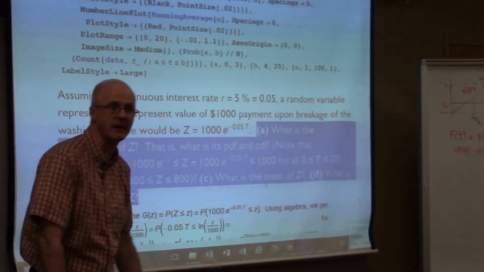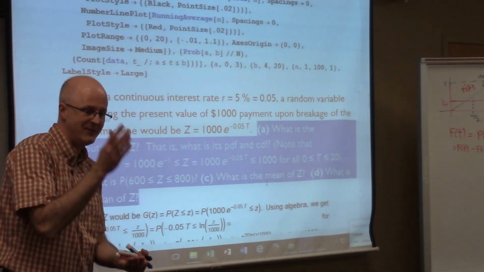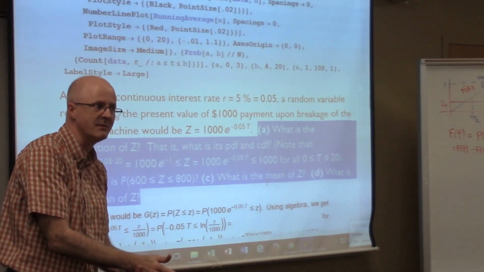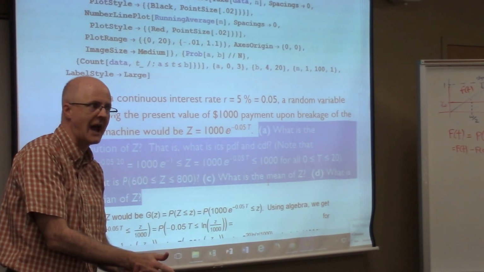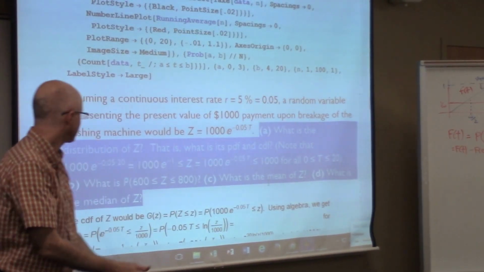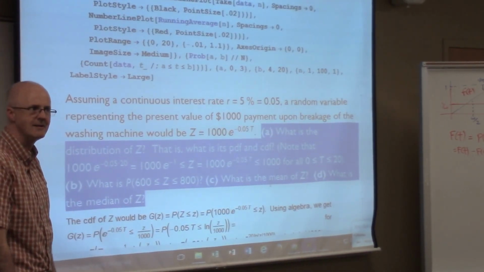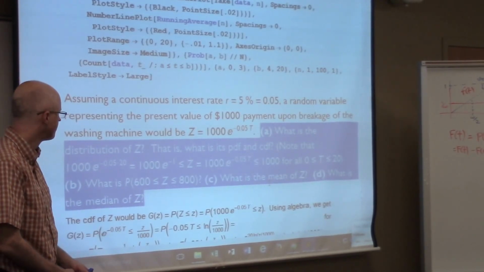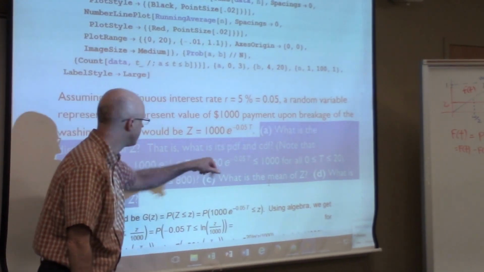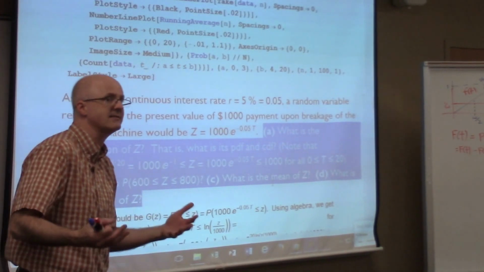It's got to be less than 1,000, by the way, right? Because you're going to pay 1,000, and if the washing machine breaks as soon as you get home, the present value is the same as the actual amount that you pay, $1,000, because no time has elapsed. It's got to be less than 1,000. Can't be negative either, though. Can't be a negative present value. What is the probability that it's between $600 and $800? What's the mean of Z? In other words, the mean present value of the future payments for lots of customers.